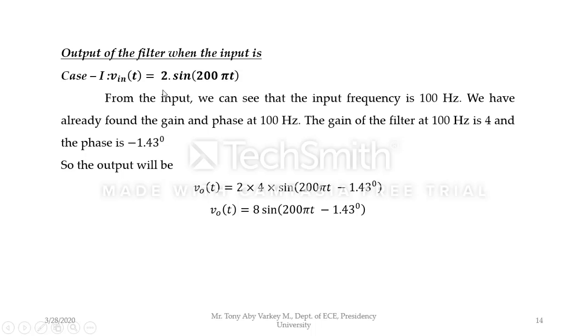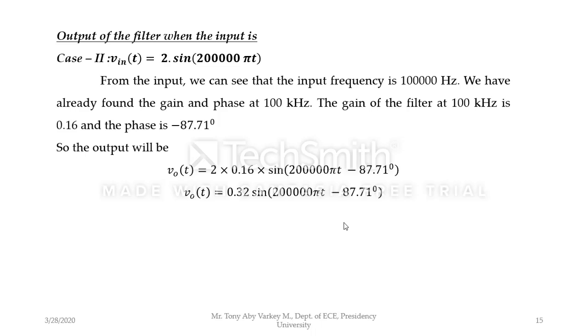So the output will be what? 2 into the gain, that is 4, into sine 200 pi t. An additional phase of minus 1.43 degrees will be coming. So 8 sine 200 pi t minus 1.43 degrees is the output when the input is 2 sine 200 pi t, which means that you are getting that signal actually, correct? The output is amplified, sorry, 4 times, you are getting 4 times the output, and the signal is present.